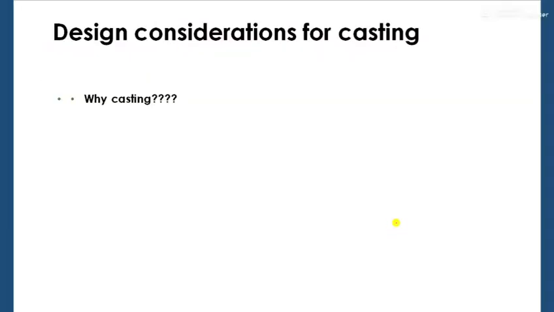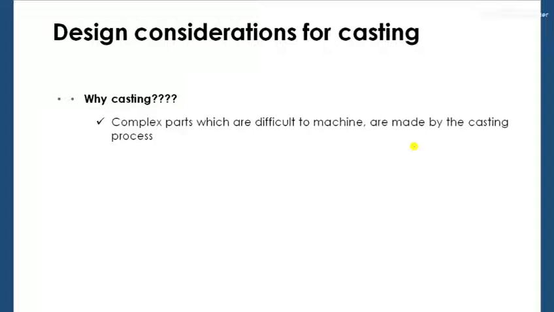Cost of a product. Now the basic part of the syllabus is that we have to understand the design considerations for all these methods. So first of all, let us understand the design considerations for casting. Now why casting? See, the complex parts which are difficult to machine are basically made by the casting process, right?